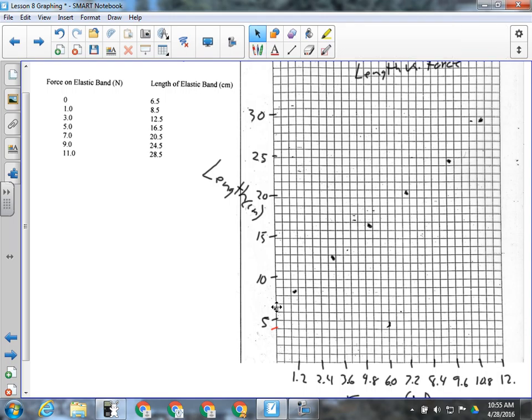What's my next step? Draw my best fit line. Okay, so for you guys, that means using a straight edge. For me, it means using the straight line tool.